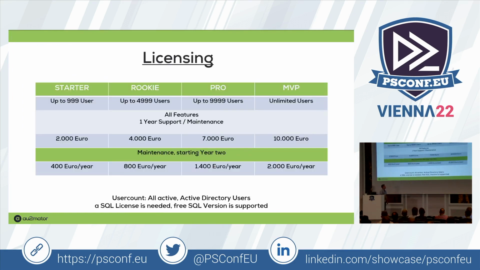Licensing should be very simple. We have 4 different licenses. Automator is an on-premise product installed on a server with IIS. We count all your Active Directory users, and that's how we decide which license you need. This is also available on our webpage, so you can read about it on our homepage.